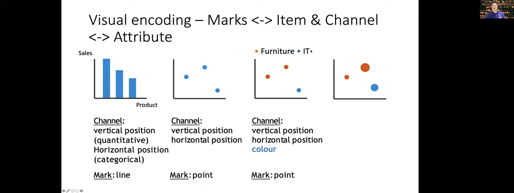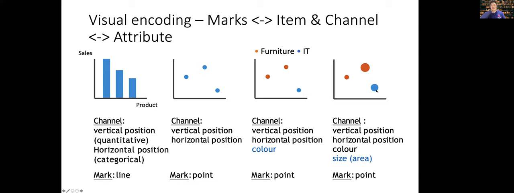And there's actually one last one, which is that we're also using the size of these marks to represent one last attribute. For example, this is used to represent the profit of the product. So in this case, we have four attributes represented, one more compared to this one. That had three: the two positions and the color. Now we have two positions plus the size and the color.